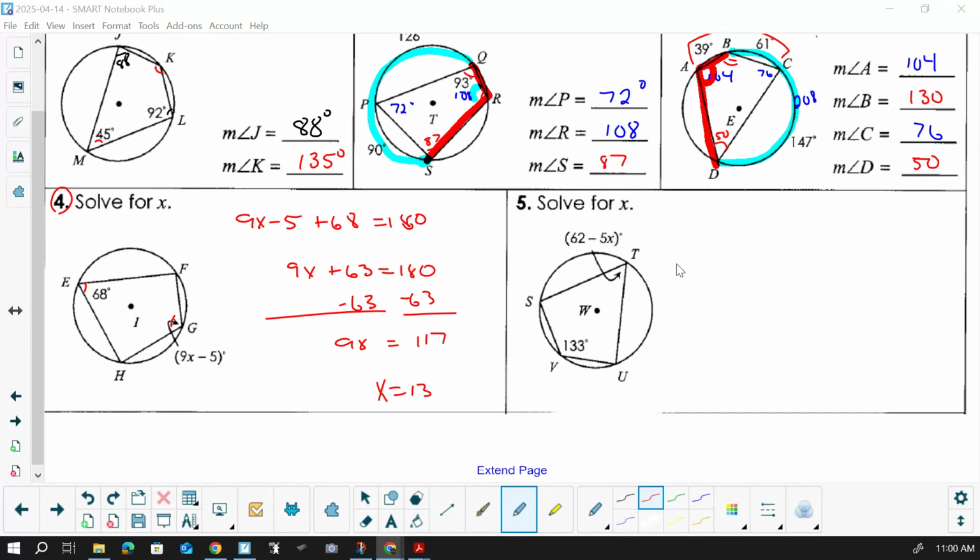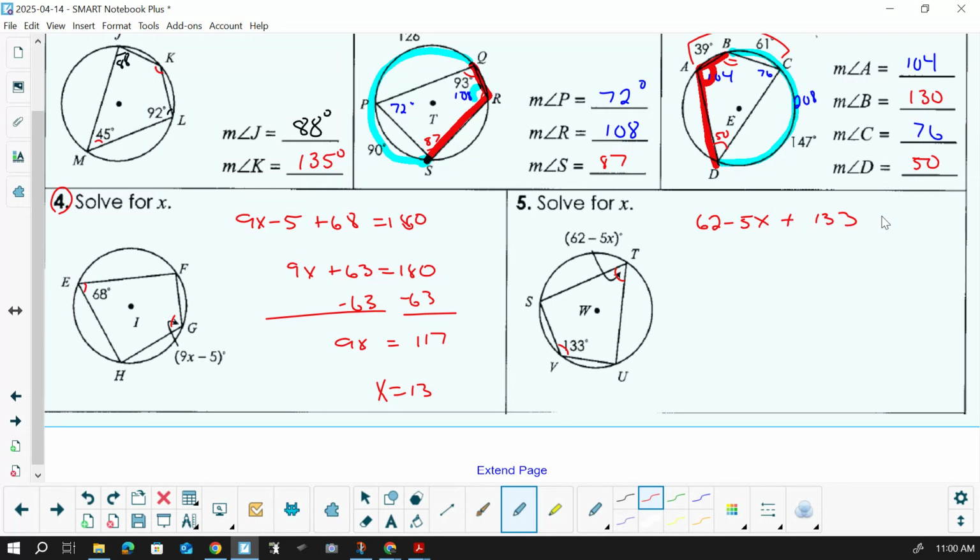Okay, let's do number 5 here. So we've got angles that are opposite to each other. They're also going to add up to 180, so 62 minus 5x and this 133. Together, they're going to equal 180. So let's combine our like terms with that 133 and that 62 is 195. So we've got, I'm going to write it this way.